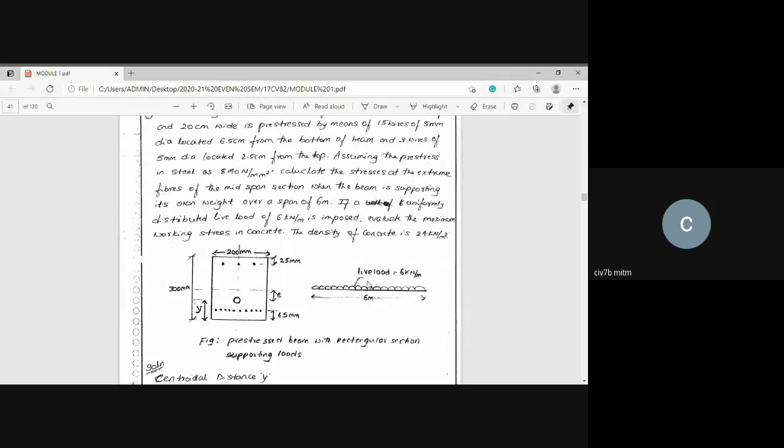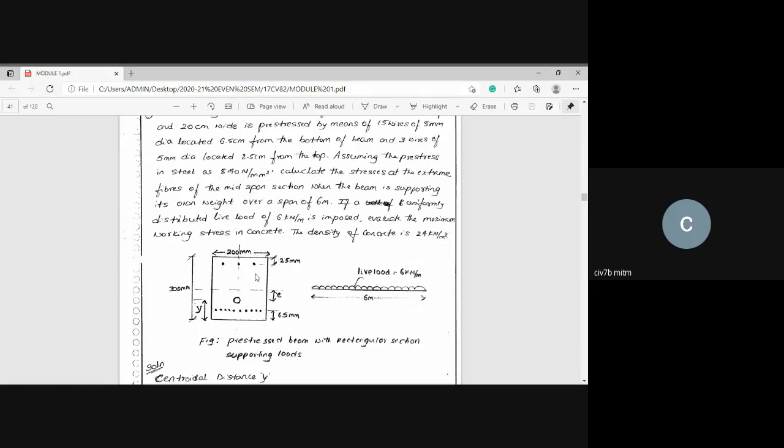Fine. So now immediately you should start thinking: they have considered this number of wires, so where exactly will the pre-stressing force be applied? First of all, he has not given the eccentricity in the problem. Where exactly I need to induce the pre-stressing force, that has not been given. Eccentricity is not given. Next, instead of giving a pre-stressing force, he has given the pre-stress in the steel. Please note this point.